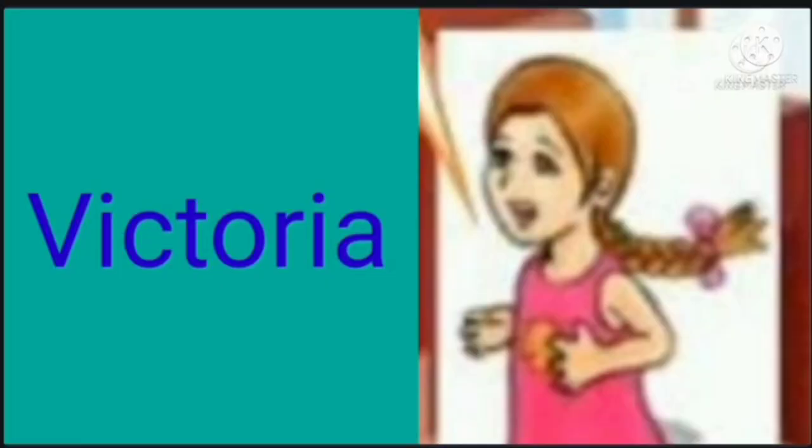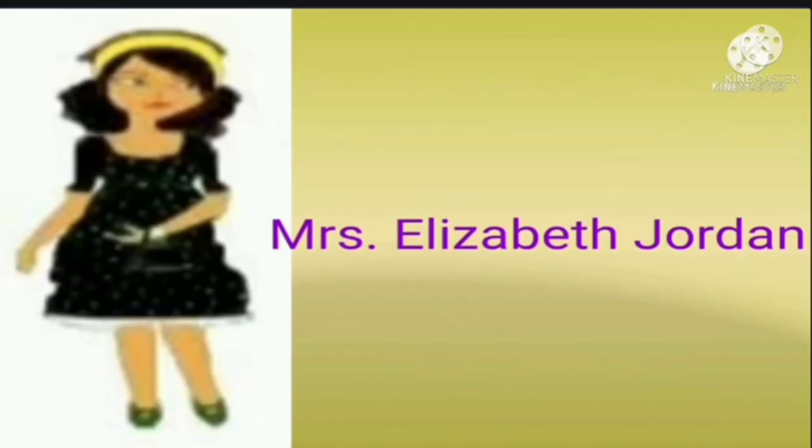Then a little girl named Victoria, the daughter of the Slaters. She is a girl of 10 years. Victoria is an obedient child and very fond of her grandfather, Mr. Abel Merriweather. Mrs. Elizabeth Jordan. Mrs. Jordan is a stout and complacent woman. She is very witty and sharp. She too is a greedy person.